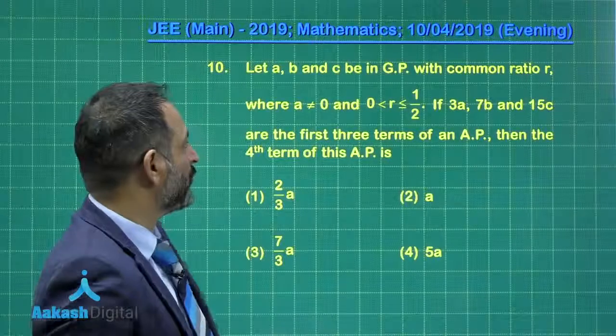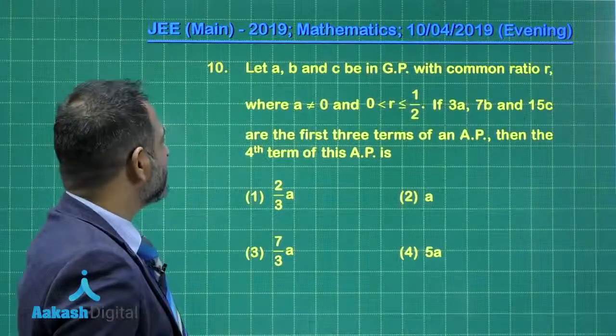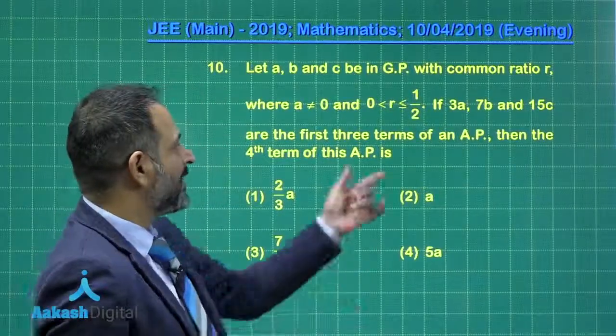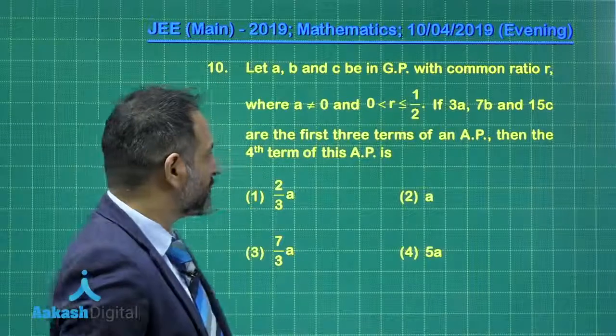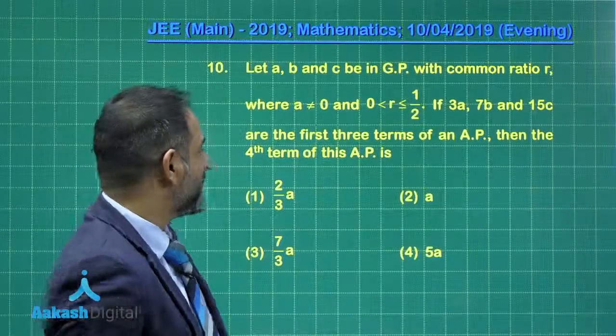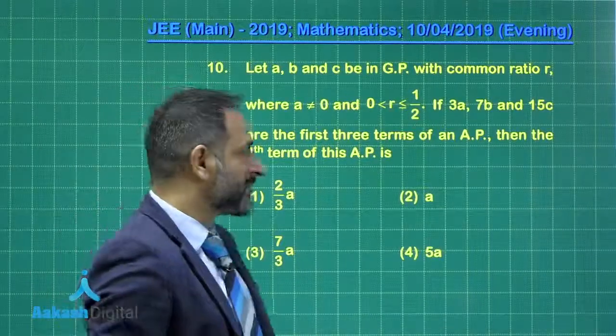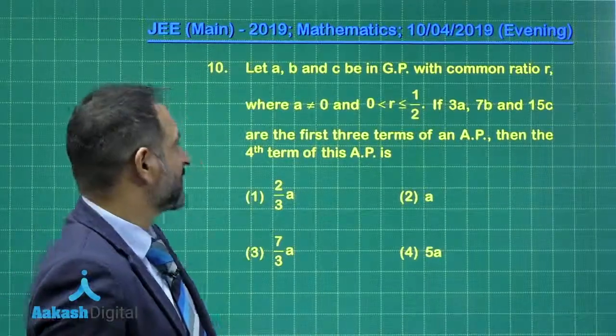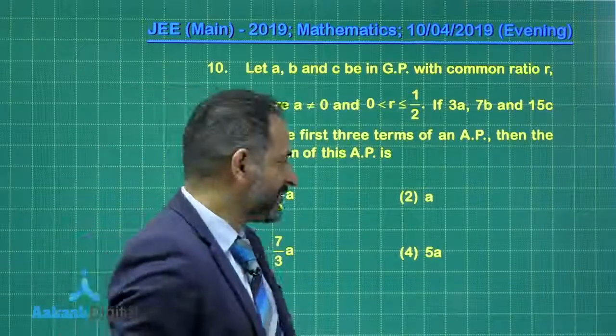Again a question from sequence. It is given that A, B, C are in GP with a common ratio R, and R is varying from 0 to 1 by 2. If 3A, 7B and 15C are the first three terms of an AP, then the fourth term of this AP is. Now A, B, C here are given in GP.